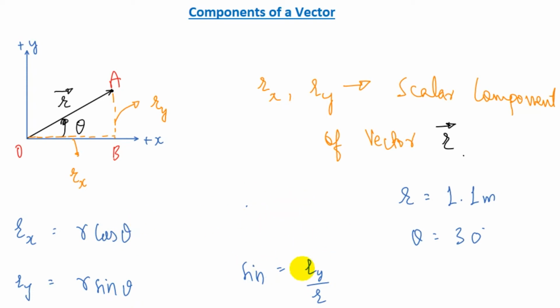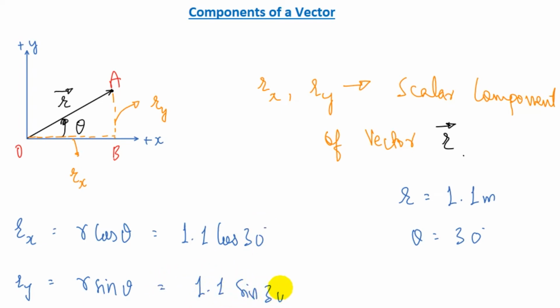Now we can put the values to find the components. So for r we have 1.1 cosine theta, where theta is 30 degrees, and 1.1 sine 30 degrees. So this would be equal to 0.953 meter, and this would be 0.55 meter. So these are the scalar components of vector r.